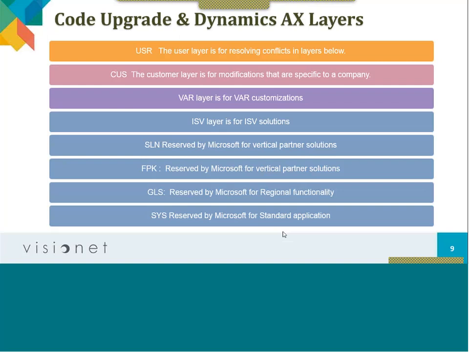Then the rest are basically reserved by Microsoft, because Microsoft has a system layer, and then there's a standard layer, then a layer for regional functionality. For some regions, there are a lot of different regional upgrades in 2012. We talk about Russia and China and a lot of European countries, and especially the US, where the payroll code has been updated drastically. So all of that will exist in the regional functionality.